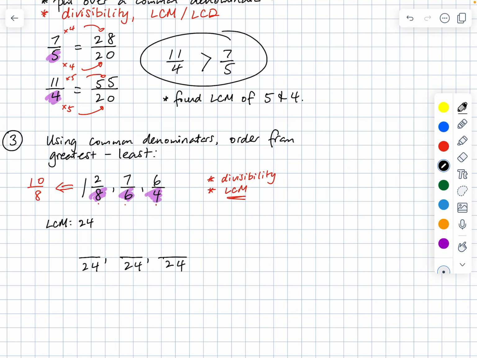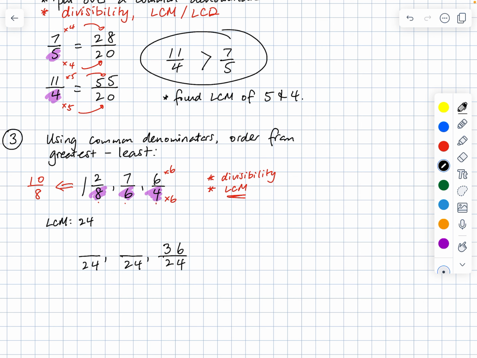Okay, so I'm going to look at 6 over 4 here. How do I get from 4 to 24? I multiply by 6, so 4 times 6 is 24. 6 times 6 gives me 36 over 24. Okay, so I've taken care of that. Now I'm going to convert this one to a fraction over 24. How do I get from 6 to 24? I multiply by 4. Therefore, 7 times 4 is 28.